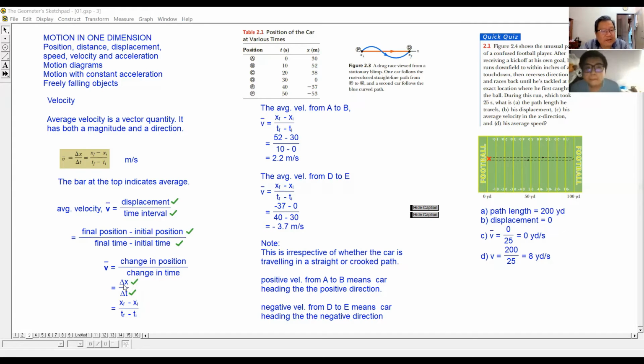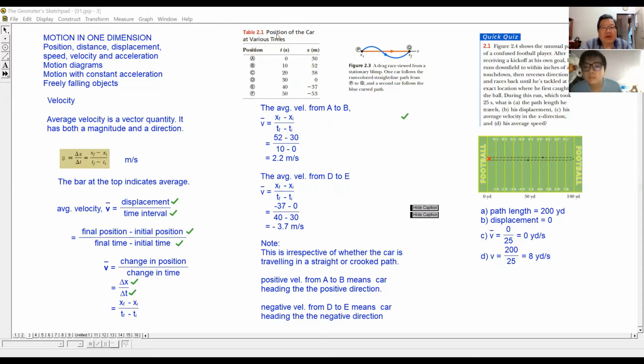So what is the change in x? Final position minus the initial position. And the change in time is the final time minus the initial time. Okay, correct. Now, in the table here, I'll put the bar at the bottom.